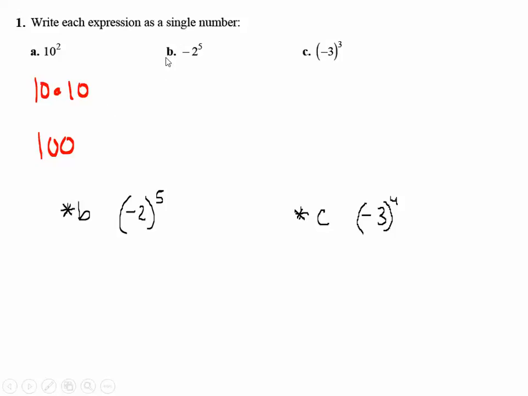With B, first of all, notice there's no parentheses. If there's no parentheses, the exponent 5 is only acting on the number in front. So it kind of looks like this. If you want to fill in the information here, that's fine. There's a negative just sitting out here, and then there are 5 2's multiplying themselves together. That's what it means. So 2 times 2 times 2 times 2 times 2 is 32, with the little negative just hanging out in front.